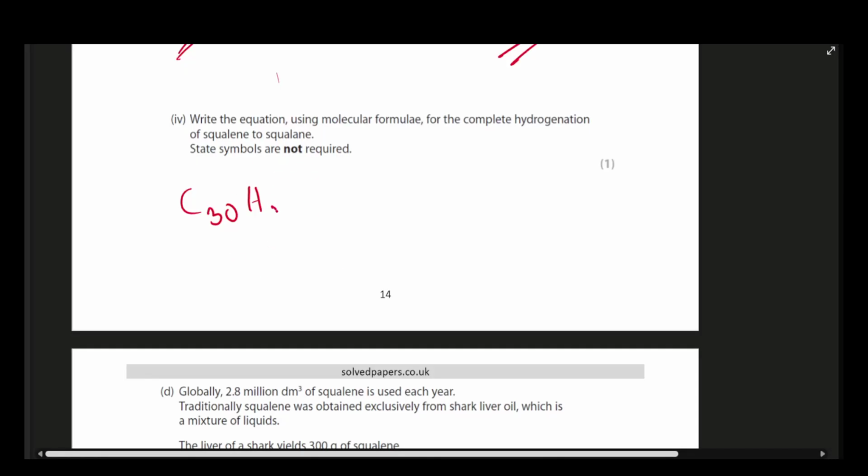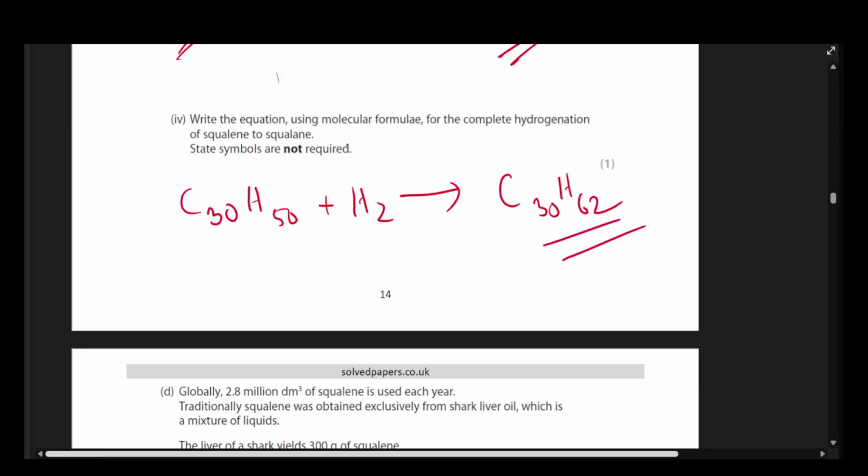so that would be 50 hydrogen, and then it's a hydrogenation, right? So you add hydrogen, and we know C30H62 is the molecular formula of squalane, while C30H50 is the molecular formula of squalene, which we found out a little while ago.